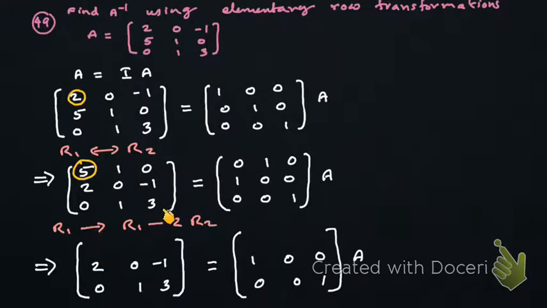Now I'm going to go for this operation, R1 minus twice of R2. 5 minus twice 2, 5 minus 4 is 1. 1 minus 2 into 0 is 1. Then 0 minus twice of minus 1, 0 minus minus 2 is 2. On the right side, 0 minus twice of 1, 0 minus 2 is minus 2. 1 minus 0 is 1. And 0 minus 0 is 0. So that's what I have there now. I did that operation, R1 changes to R1 minus twice of R2.